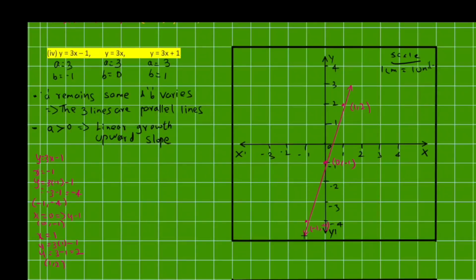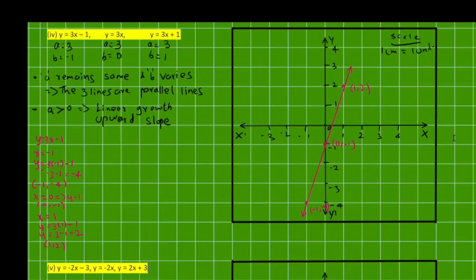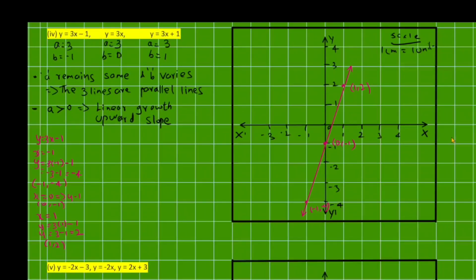It should touch all the 3 points. Yeah, this is the line. What is the line? y is equal to 3x minus 1. The next one, the second one, y is equal to 3x. So x is equal to minus 1, y is equal to minus 3. So first point minus 1, minus 3.